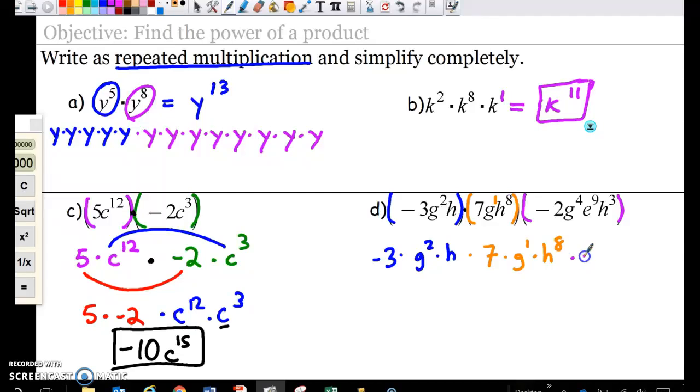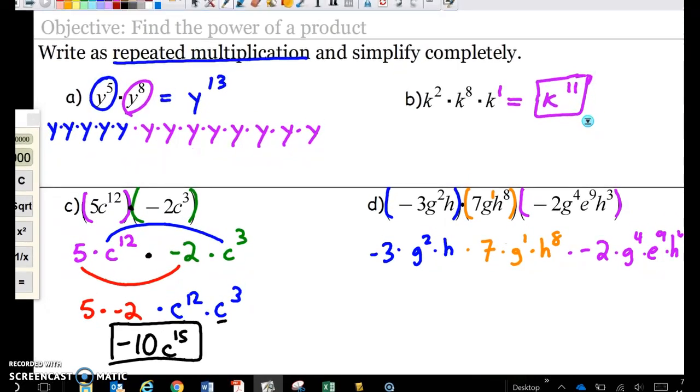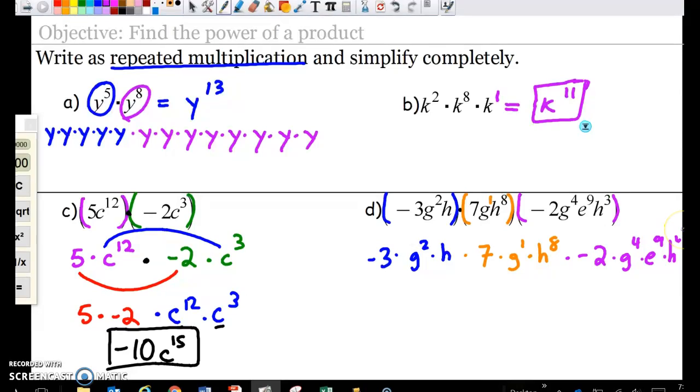Now I have times negative 2 times g to the 4th times e to the 9th times h to the 4th. Oops, we can move that back up here, no worries. So now, you just multiply what's common. So I'm going to take all the numbers, negative 3, positive 7, negative 2. And I'm going to multiply those together.